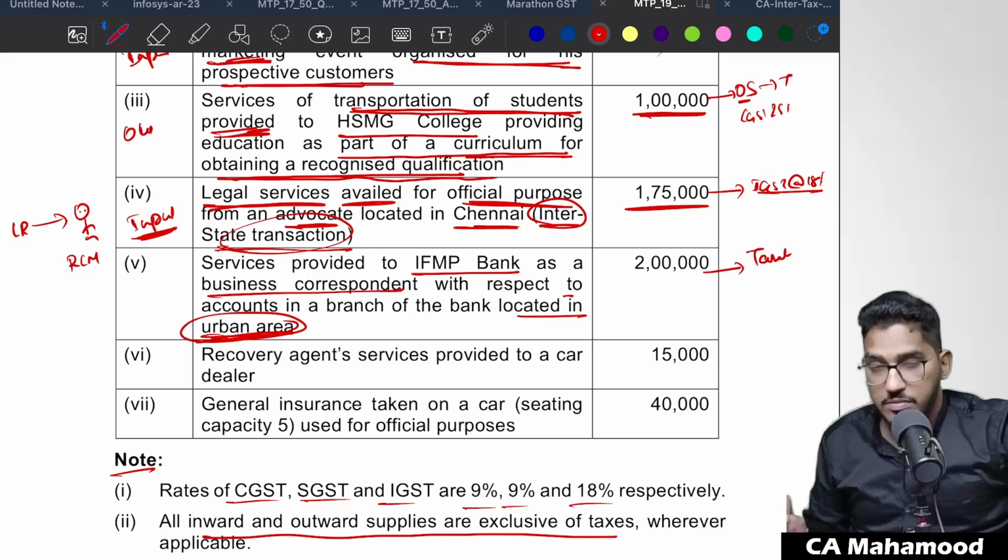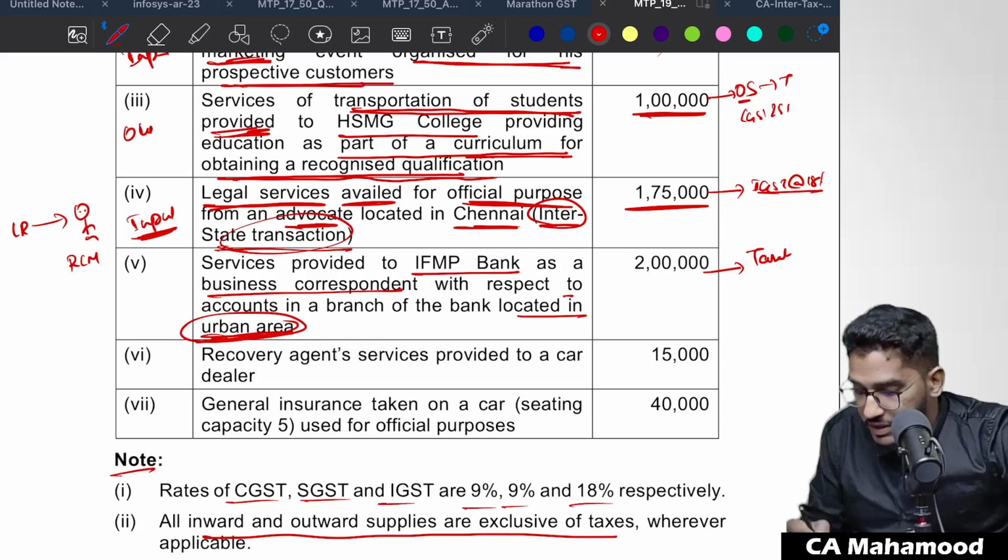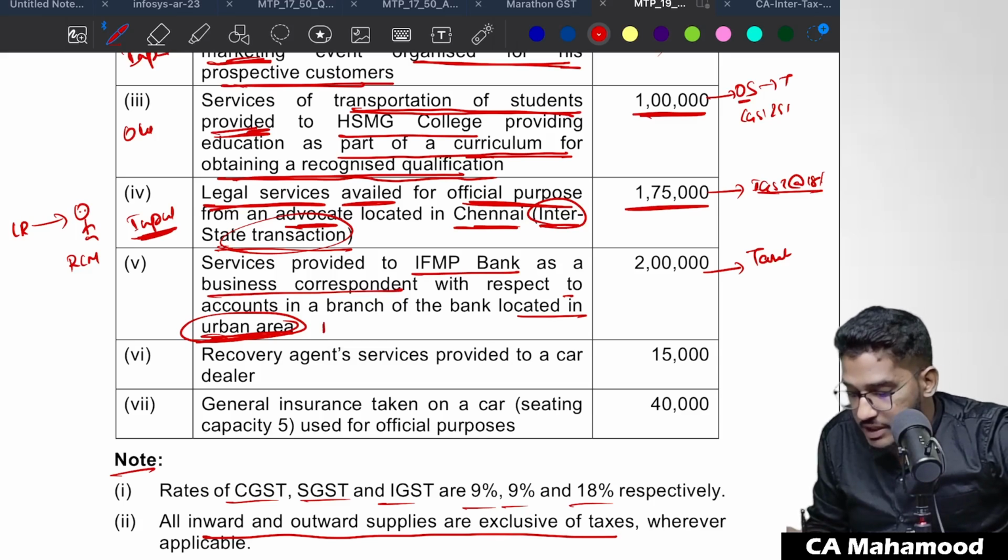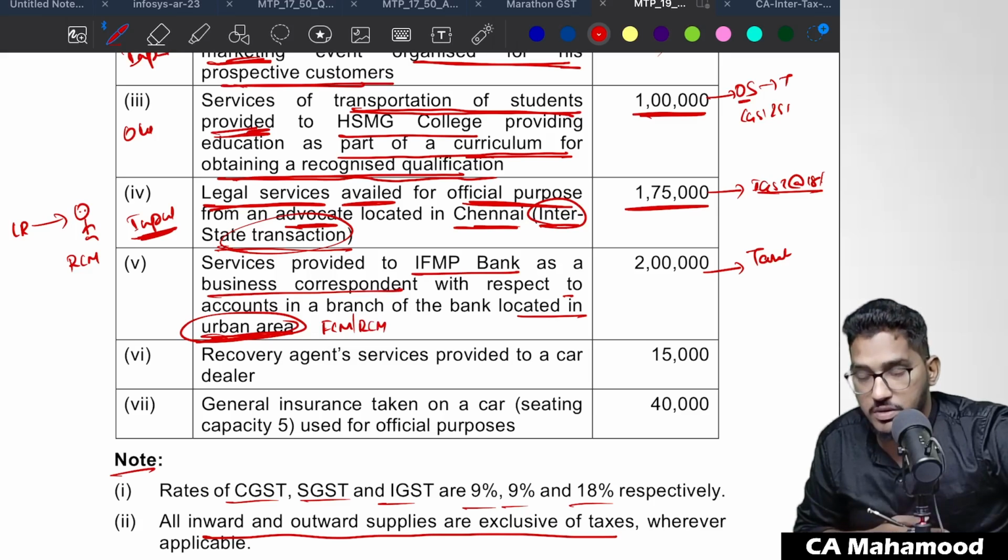See, the service is taxable, no doubt about it. But whether on this service the tax is required to be paid under forward charge mechanism or under reverse charge mechanism, this has to be questioned. Why?